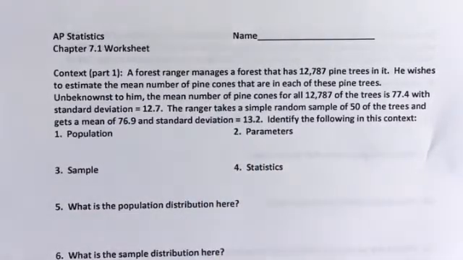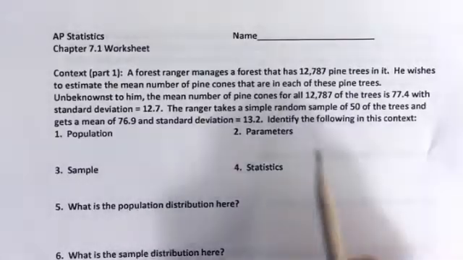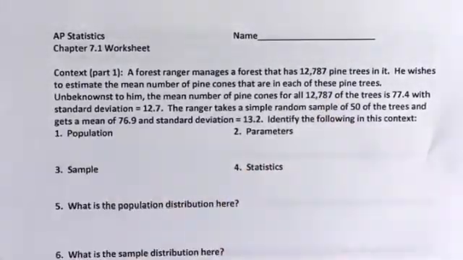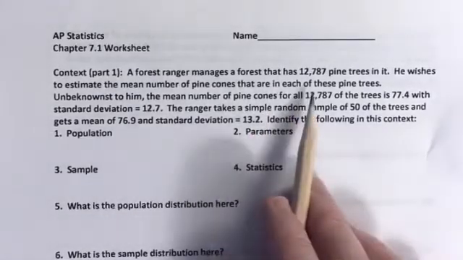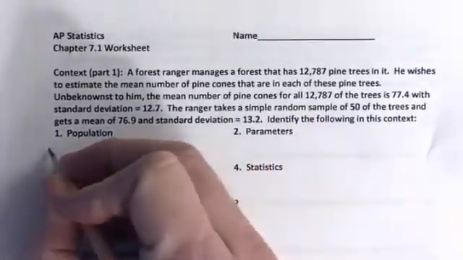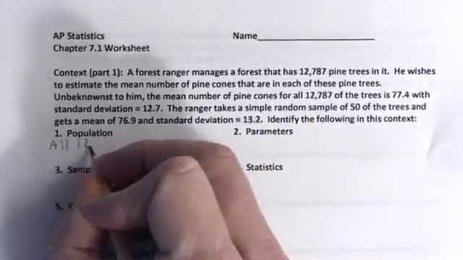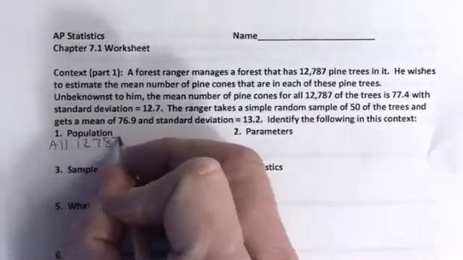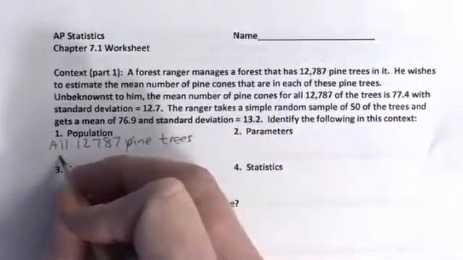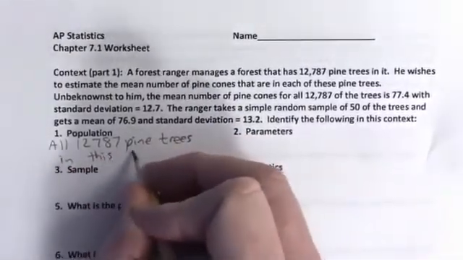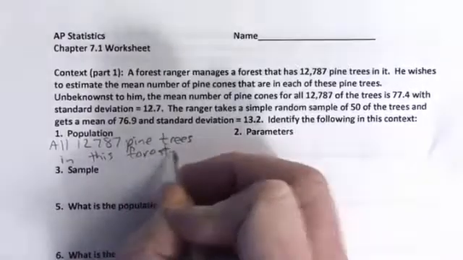The main part of this problem is identifying what these different numbers are and what we call them in the terminology. First of all, what is the population? It's the whole group we want to know something about. It can be people, animals, or things. In this case, it is all the pine trees in the forest. So we would say the population is all 12,787 pine trees in this forest. That is the whole group that we want to know something about.